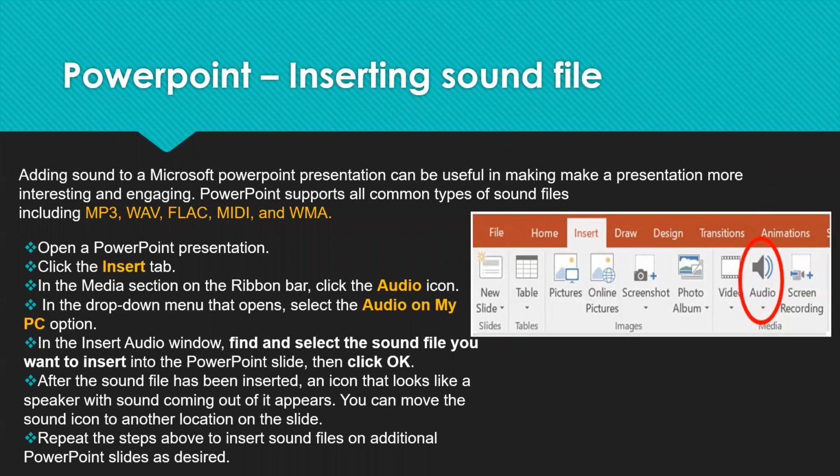So it's similar to inserting videos, right? We can add a song or some sound file. Open a PowerPoint presentation. Click the insert tab in the media section. Click the audio icon. Next to the video icon, there is an audio icon. Select the audio on my PC option, click the insert audio window, find and select the sound file you want to insert. After the sound file has been inserted, the icon that looks like a speaker appears. You can move the sound icon to another location on the slide. Repeat the steps to insert sound files on additional PowerPoint slides as desired.